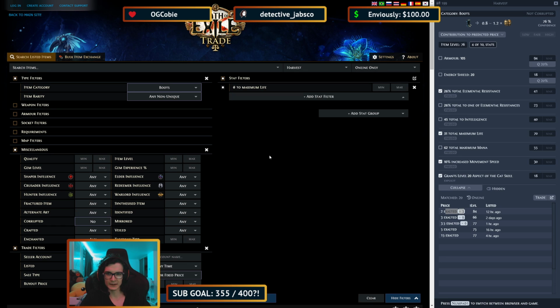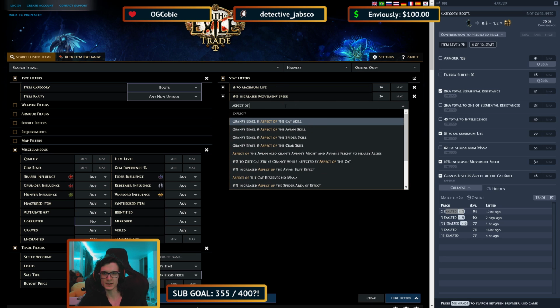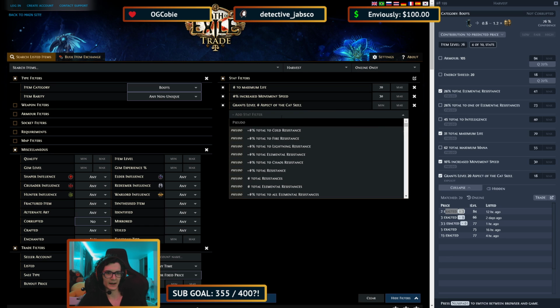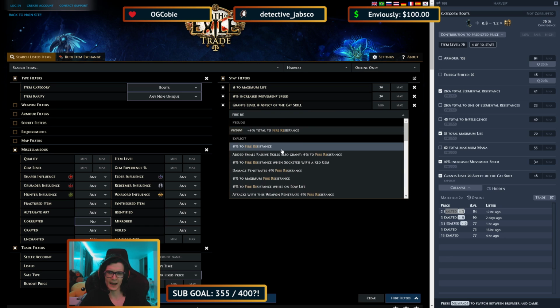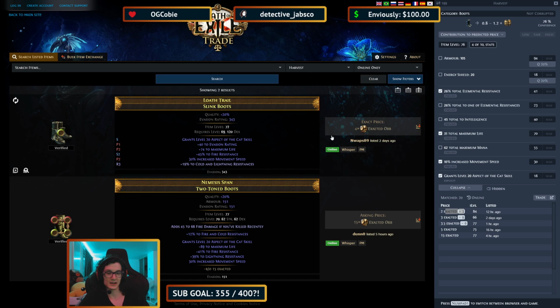I could have taken life instead, put 70 there. Then I could have put movement speed and put like 30 there. Then I could have put my aspect of the cat. And then finally I could have put my fire resistance, I believe I have, and put my 41. And then you'll see that instead of having a 2x pair of boots, we are up to a 4x pair of boots. Now, why is that?